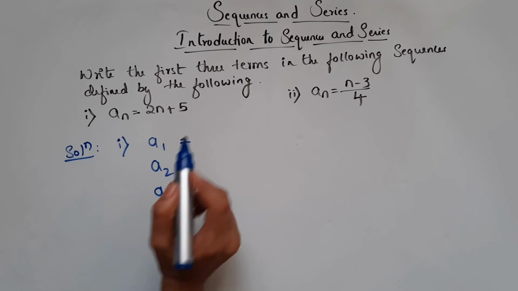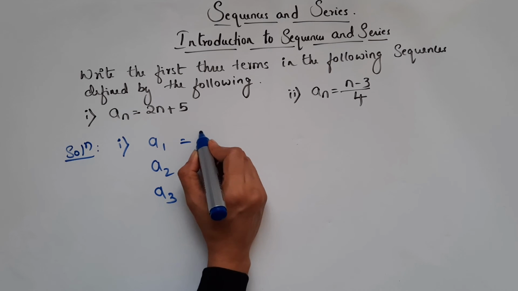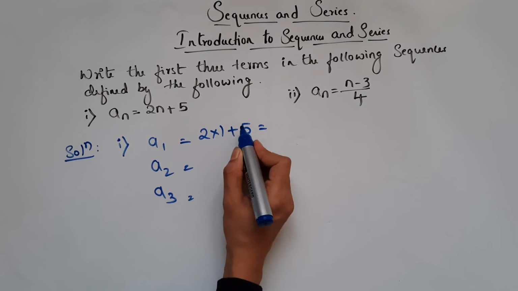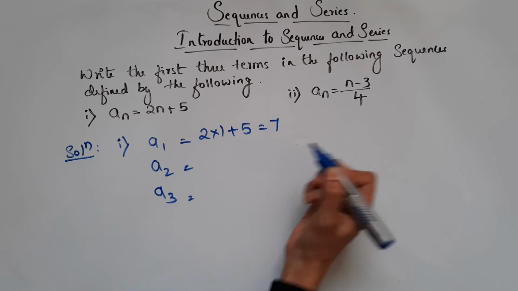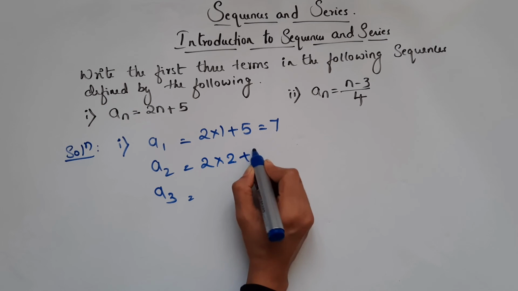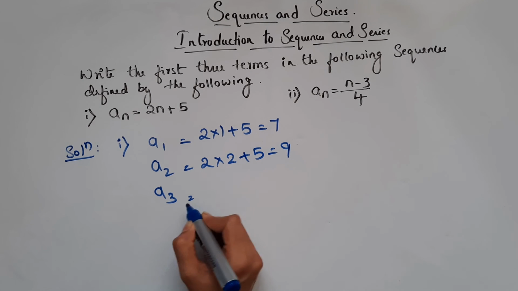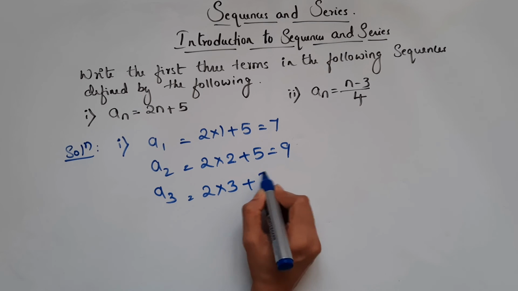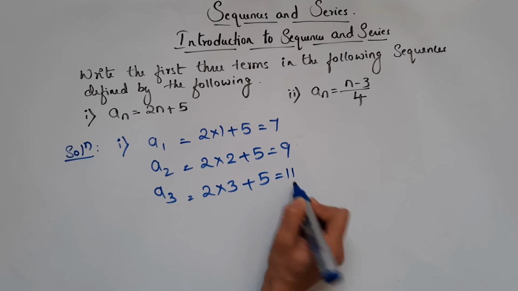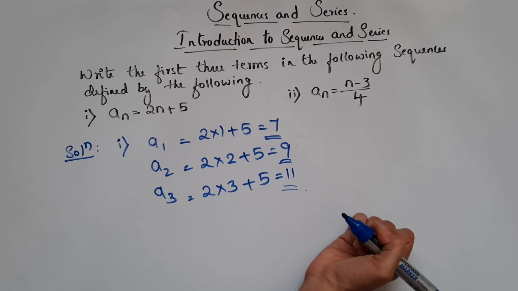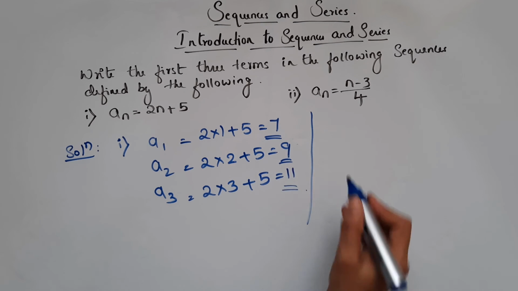What is a1? Substitute 1 in place of n. So we have 2 into 1 plus 5. 2 ones are 2, 2 plus 5 will give you 7. Similarly, what is a2? 2 into 2, 2 twos are 4, plus 5 will give you 9. And what is a3? 2 into 3, 3 twos are 6, plus 5 will give you 11. So these are the 3 terms.